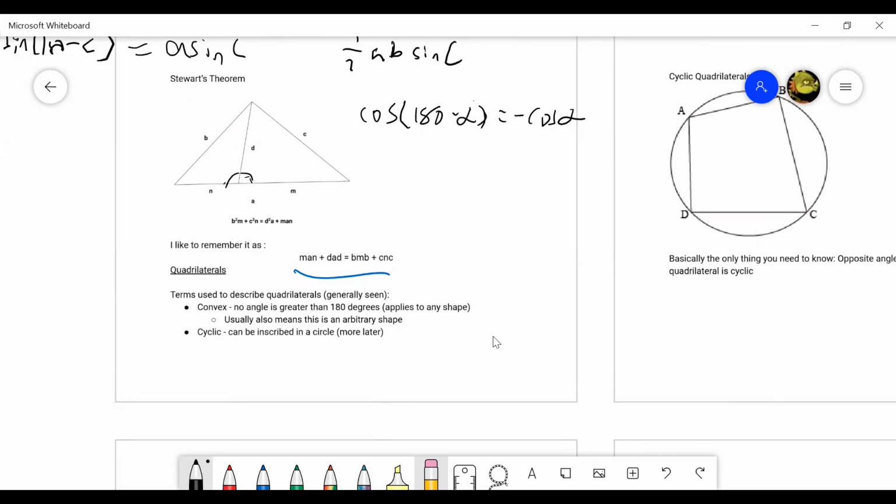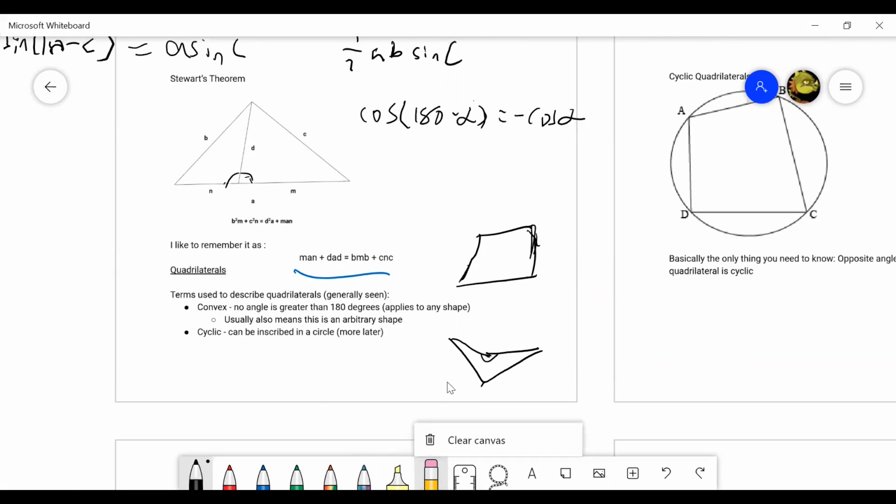Convex means that no angles are greater than 180. It's for any shape, but something like this would be a convex quadrilateral, and most problems do work with convex shapes. And concave, or the opposite of convex, would be something like this, where this angle right here is greater than 180 and it caves in. So a convex shape is just one that does not cave in anywhere.